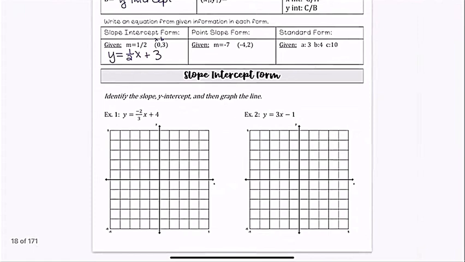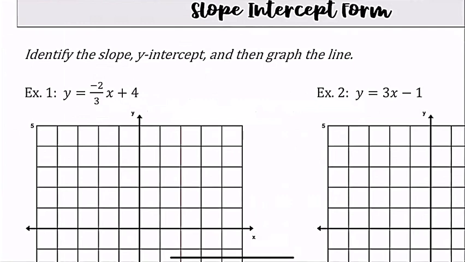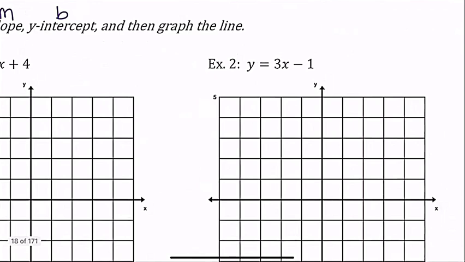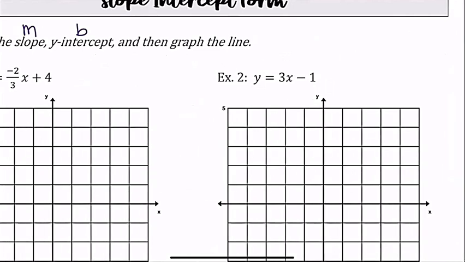And then right here below, to continue on with our slope-intercept form, we have two examples where you can practice graphing them. Actually, we're going to do the second one together, and you can try the first one. It says identify the slope, the y-intercept, and then graph the line. Remember, slope is m, the y-intercept is b. We'll do number 2 first because I think sometimes we struggle when our slope is a whole number instead of a fraction. So number 2 says y equals 3x minus 1.